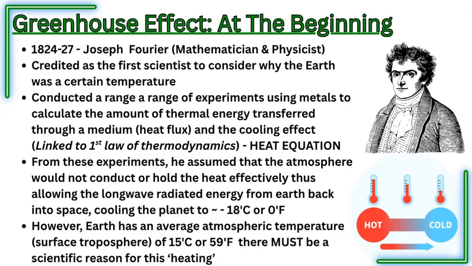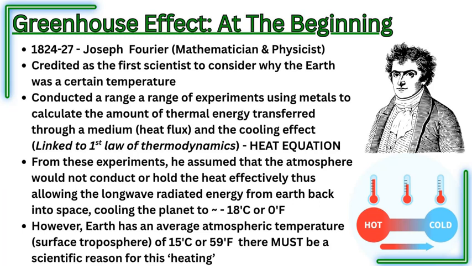The first work on the greenhouse effect was done by Joseph Fourier, a mathematician and physicist whose experiments with metals, and with how the heat flux and the air cooled down and heated up, led him to formulate a heat equation. These experiments showed him that if there were no absorbing gases in the atmosphere, the Earth would be a lot colder, and he assumed it would be around minus 18 degrees Celsius or 0 degrees Fahrenheit, which would be extremely cold, and life would not exist as we know it.